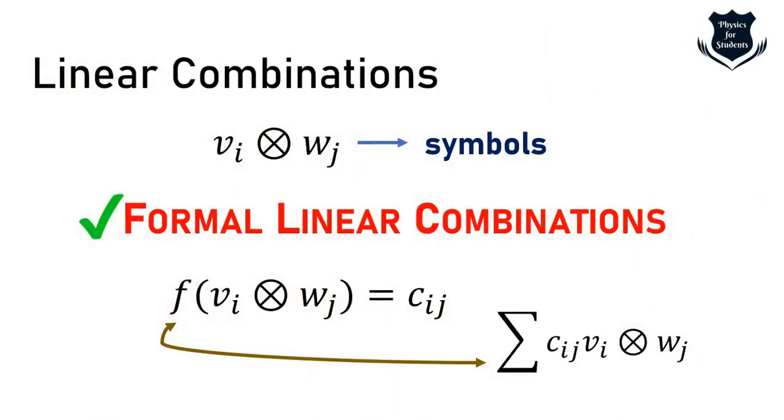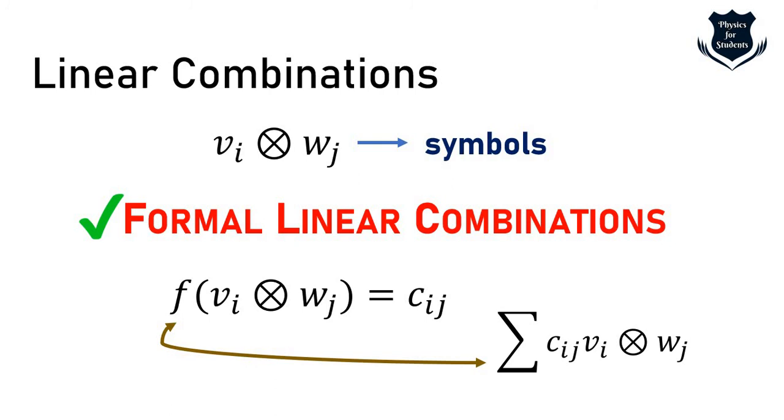So this is important: the term linear combination has no meaning unless we are speaking about the elements of a vector space. The symbols v sub i and w sub j are nothing but symbols. However, if we say formal linear combinations, then it would mean that they are actually the elements of a vector space written as symbols, as noted.